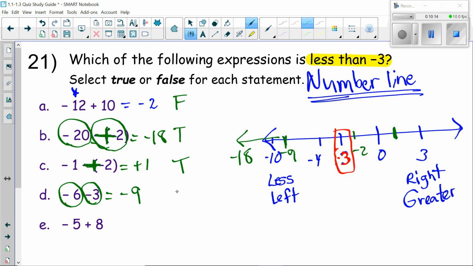And the last one is negative 5 plus 8. That is going to be a positive 3. Positive 3 is over here on the right, so it is greater. And this is a false statement.